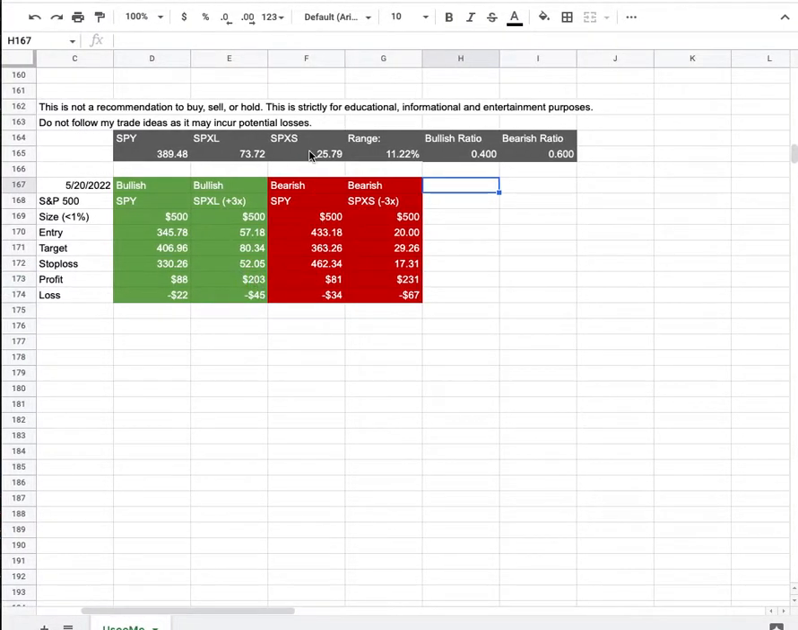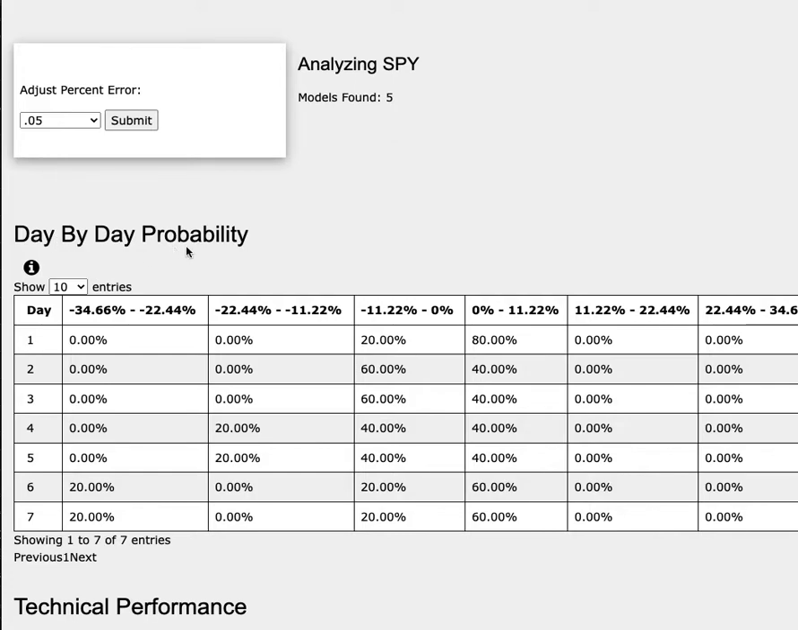So how did I develop these trade ideas? It all comes from the day-by-day probability model. As we progress to the fifth day or week of trading, the S&P 500 has a 40% chance to climb between 0 to 11%. To the downside, it has a 40% chance to fall between 0 to negative 11%. And a 20% chance to fall between negative 11 to negative 22%.